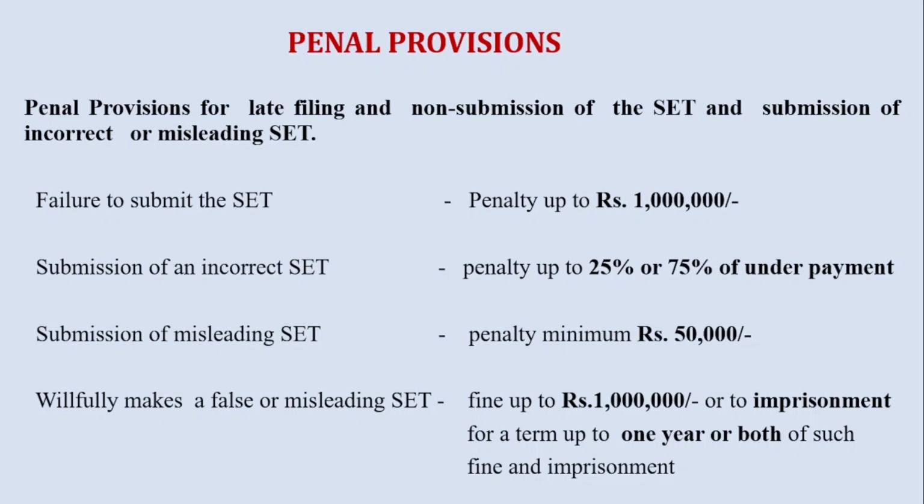of that underpayment. And if the penal provision is for the submission of a misleading SET, the penalty will be minimum 50,000. If this is a willfully misleading SET, then the fine will be up to 1 million or imprisonment for a term up to 1 year or both such fine and imprisonment.